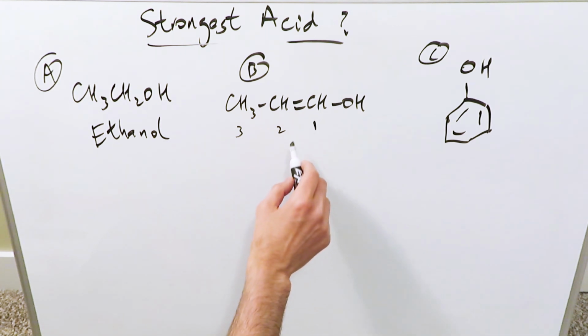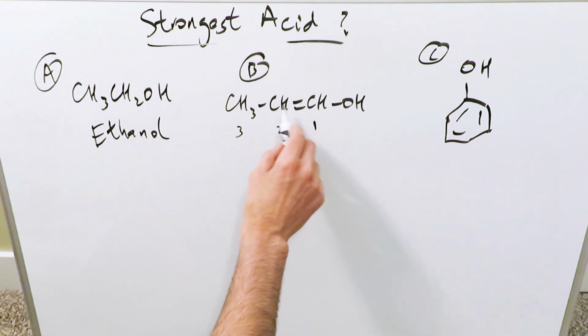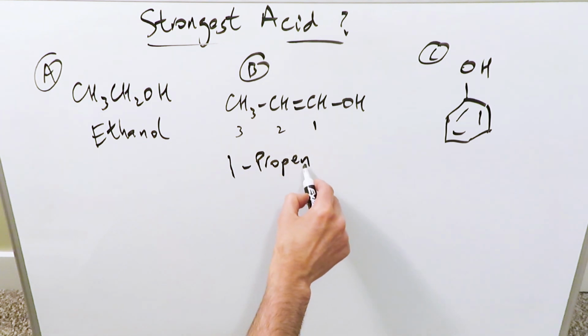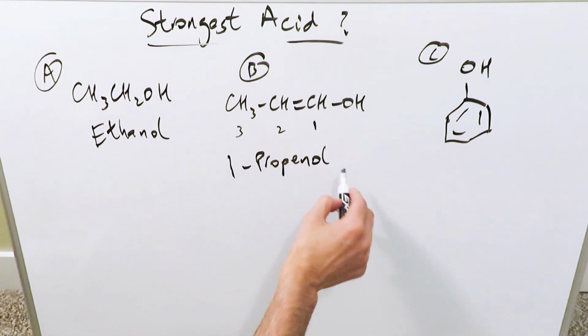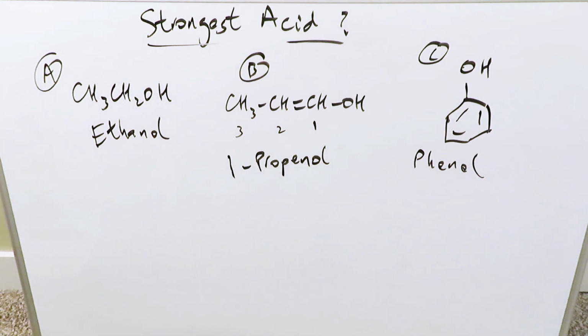Now what will you call this? Well, you have the alcohol and the alkene on the same carbon. You can say this is a 1-propen, and this "en" indicates an alkene, and then "ol" for your alcohol. Here clearly we have a phenol, a hydroxyl group attached to your benzene.